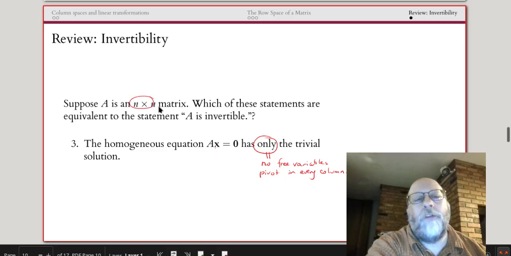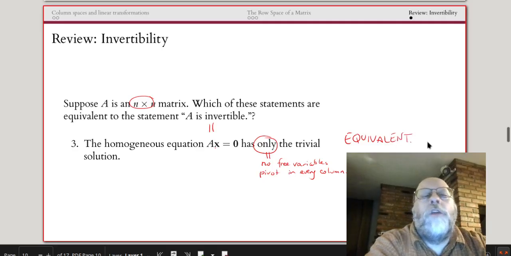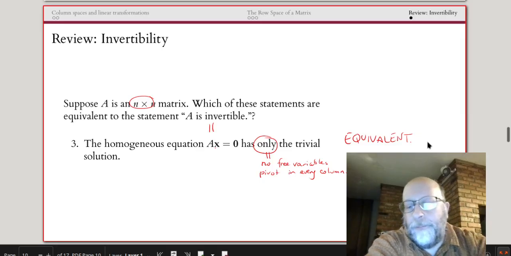And because the matrix is square, having a pivot in every column means the same thing as having a pivot in every row. And so these statements are equivalent. So if I told you we had an n by n matrix and the homogeneous equation has only the trivial solution, that's enough for you to conclude that the matrix is invertible.